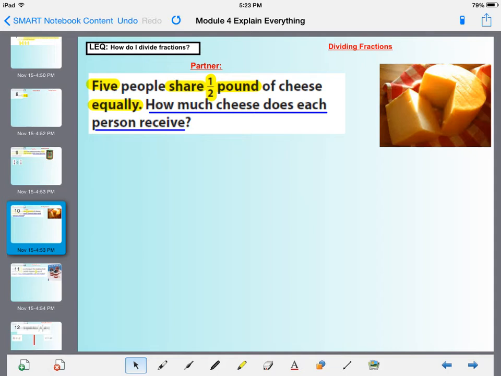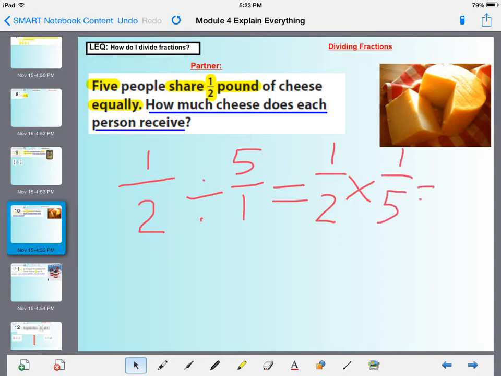Well, we're not dividing people. We are dividing half a pound of cheese. So we're going to go ahead and set up half divided by 5 people. And we know that this is going to turn into keeping the first fraction the same. The division sign turns to multiplication. And then we're going to do the reciprocal of the second fraction. So this is going to be 1/5. And so everybody is going to receive 1/10 pound of cheese.